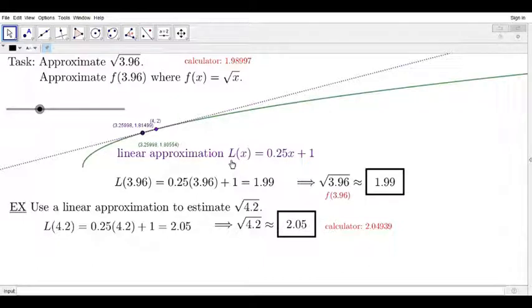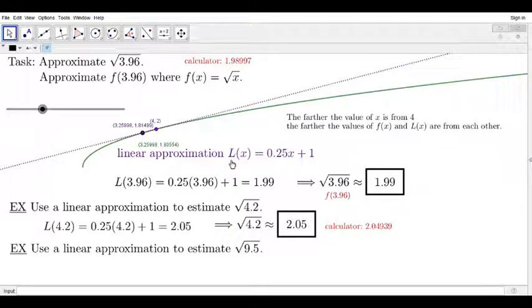If you compare this to 2.04939, the calculator output, which is of course better, when rounded off to 2 decimal places, our answer of 2.05 is correct. Now next, let's approximate the square root of 9.5.